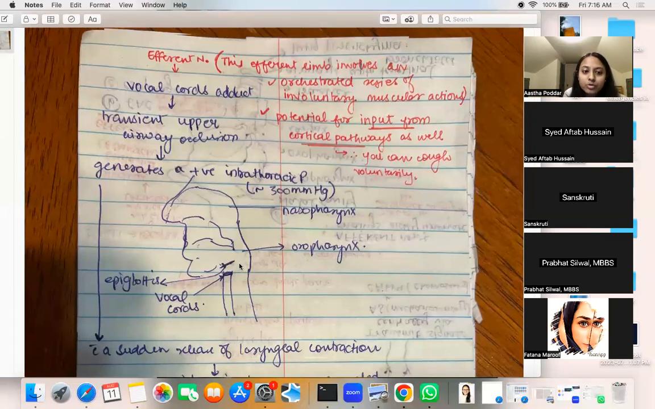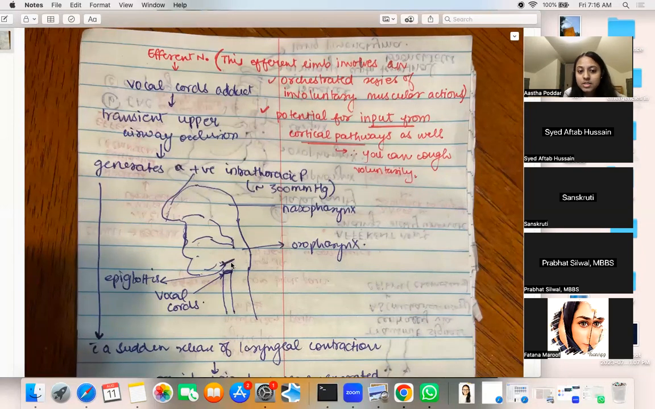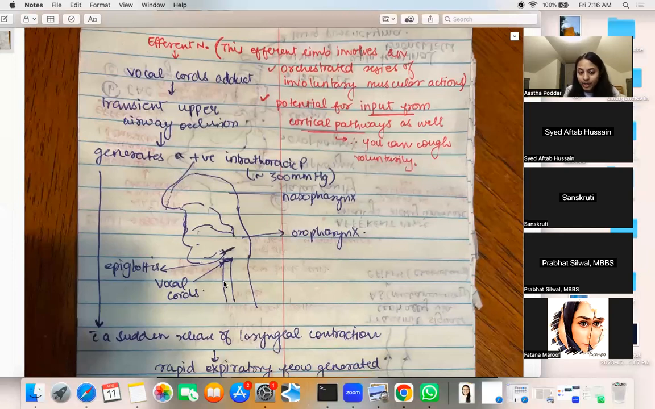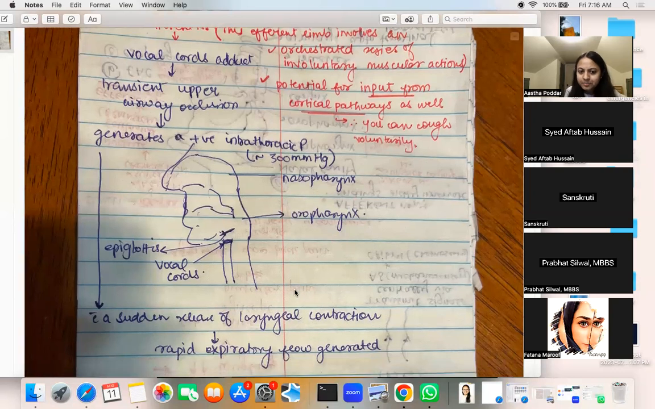Okay, so now I want you to see this diagram here. This is your epiglottis, this is the nasopharynx, oropharynx, and these are the vocal cords. Now these vocal cords close, and when they close, there will be obstruction of this upper airway, and this will generate what? A pressure, right? Intrathoracic pressure will be generated downstream, because here it is completely obstructed. So you took a deep breath and then immediately the vocal cords got adducted, and then a positive pressure is generated, and they say that approximately 300 mmHg of pressure is generated.